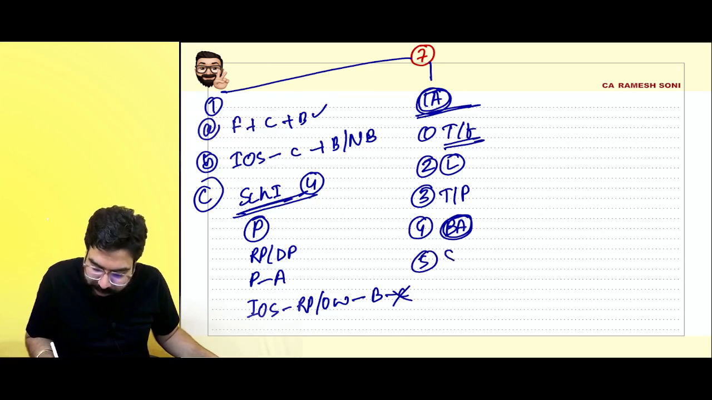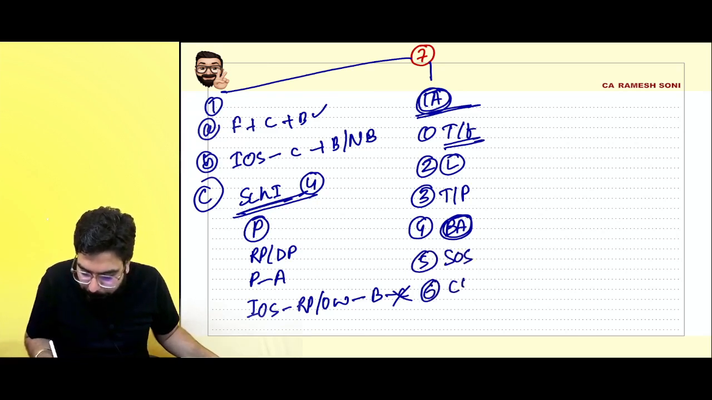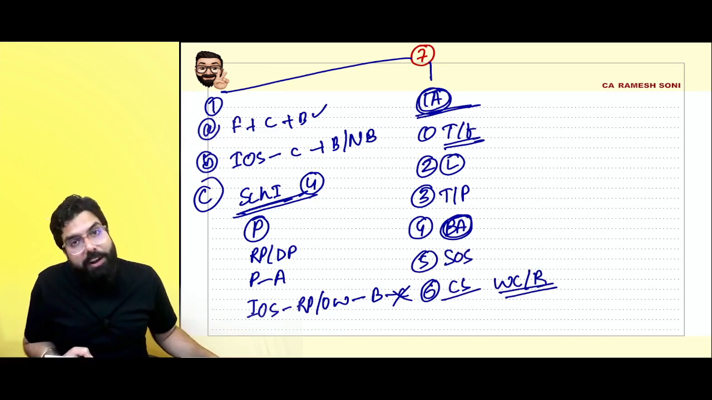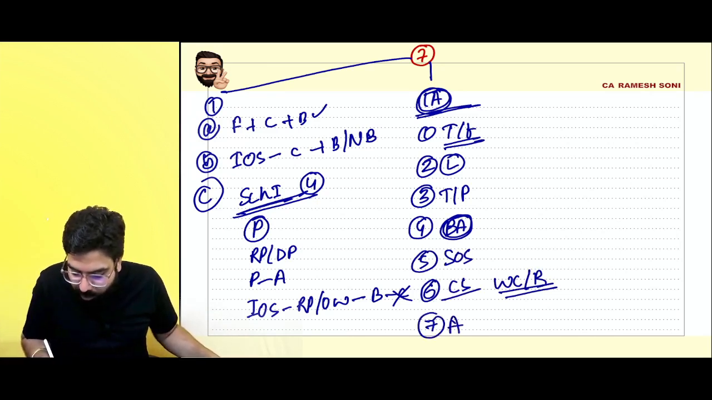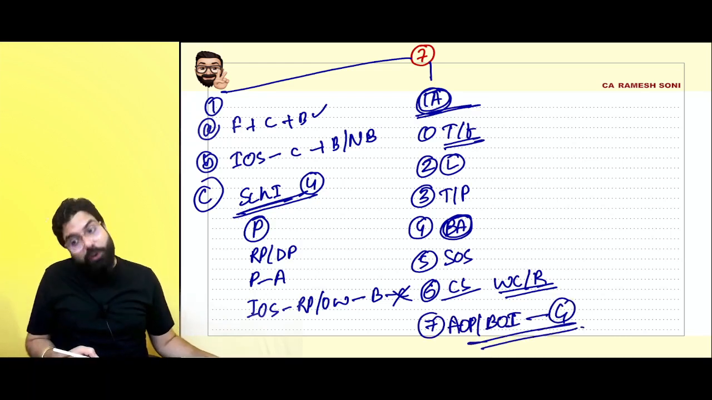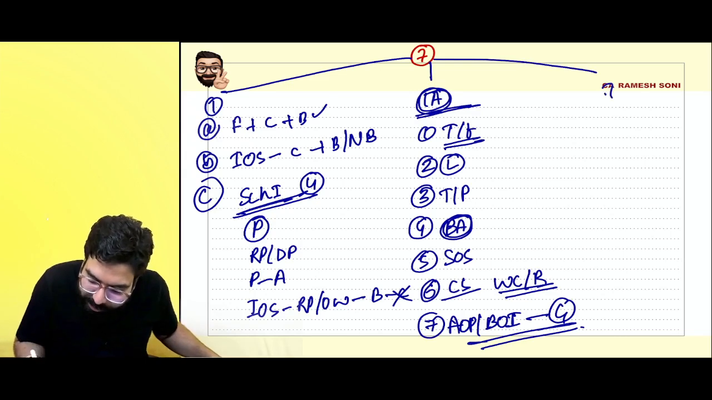The fifth one is supply of service. Sixth one is composite supply, basically works contract and restaurant, which is always supply of service. Seventh one, association of person or body of individual providing goods to its member is always a supply of goods. Then we have section number 7.2.